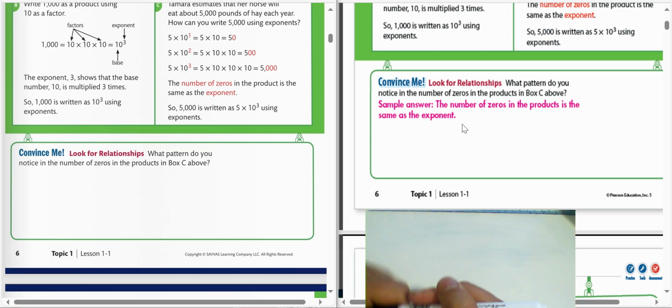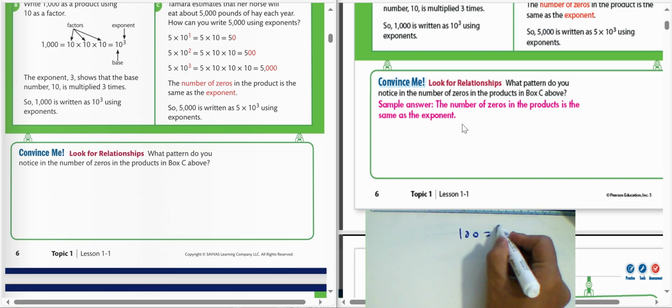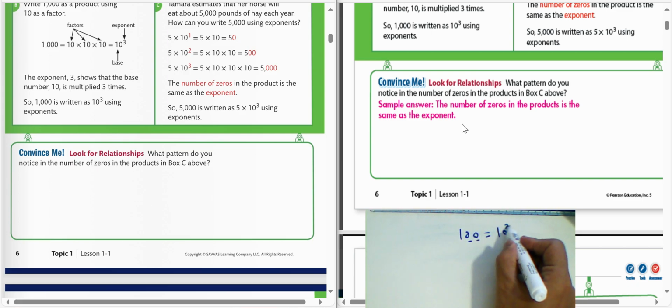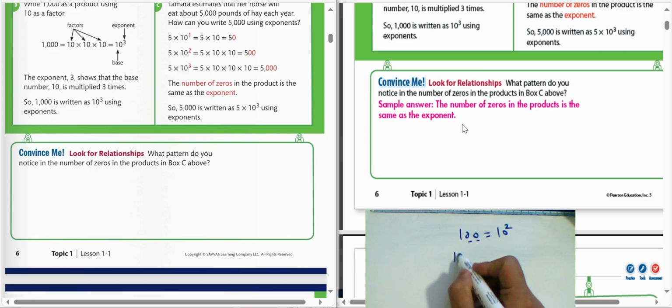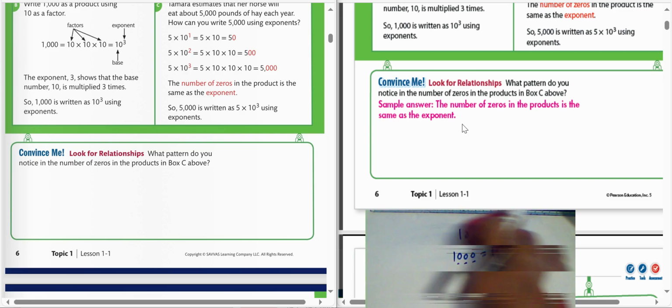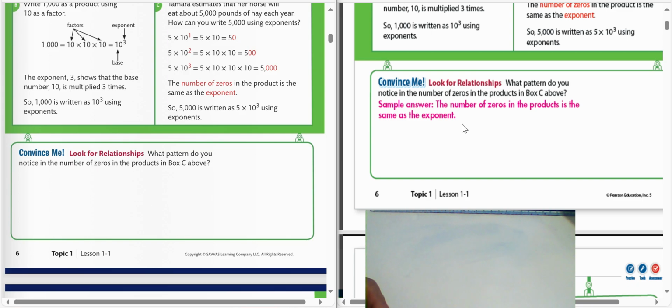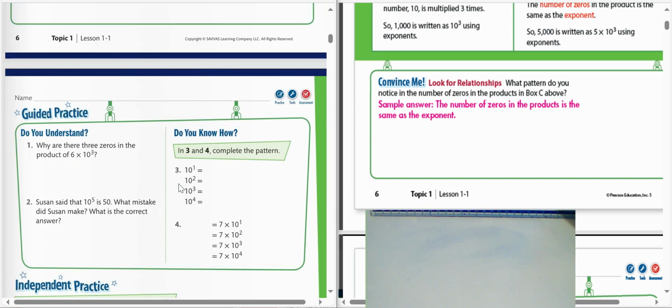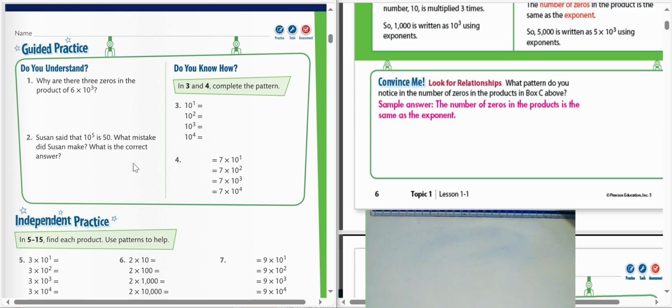Like this, if we have 100, it will be 10 power what? How many zeros? 2. Then we must write 2 up. What about 1000, which will be 10 power what? 1, 2, 3, 10 power 3. Okay, it was question number 6. Do you understand why there are zeros in 6 times 10 power 3? We have 6 multiplied by 1000. The result will be 6000.